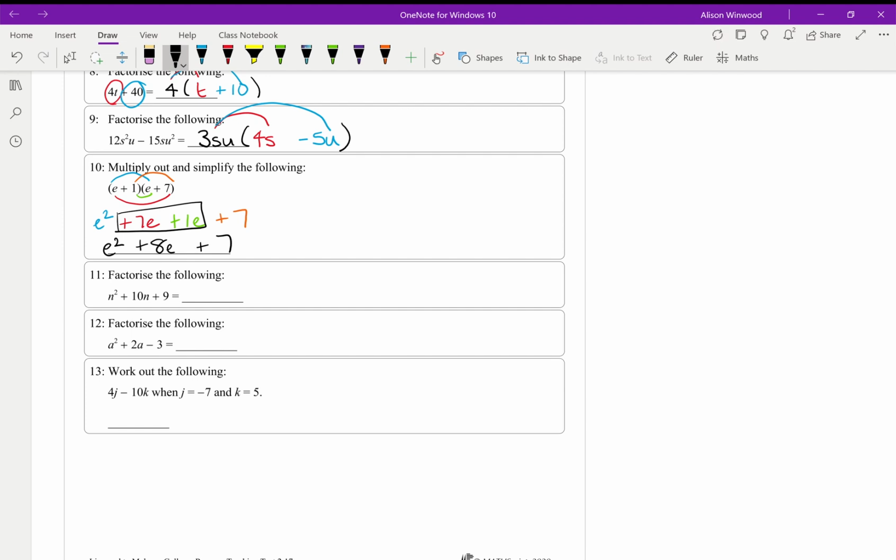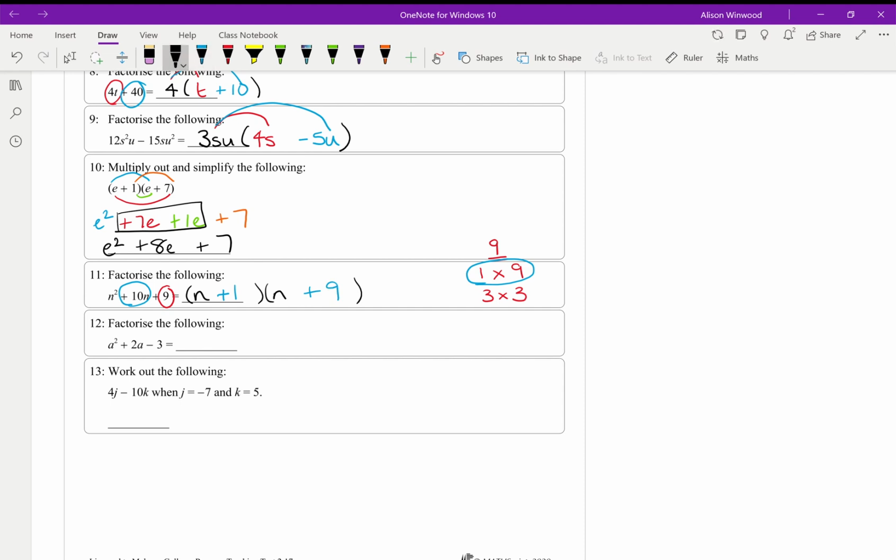Factorising is the reverse process, so I'm going to get two brackets with n in them, and then I need two numbers that multiply to make 9. There aren't many ways of doing that. It's either 1 times 9 or 3 times 3. And I want the pair that add up to 10. So 1 add 9 makes 10, so it's plus 1 plus 9 in my brackets.